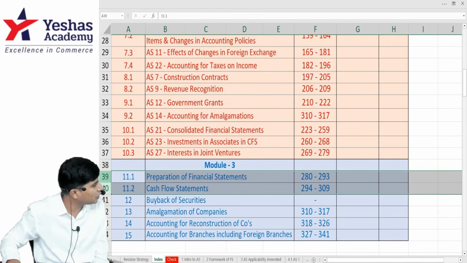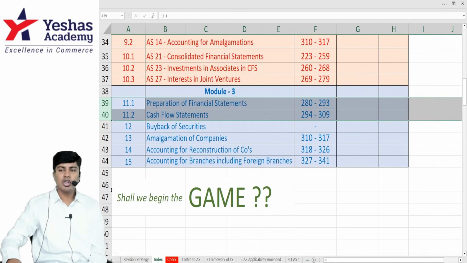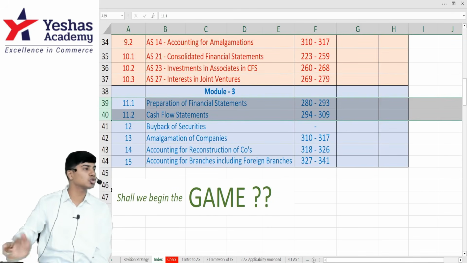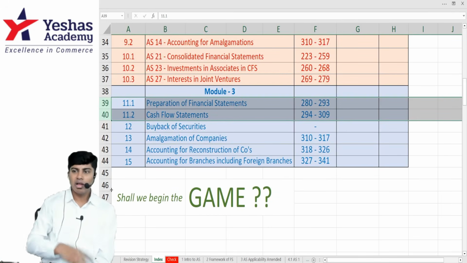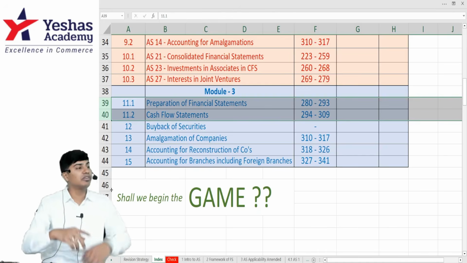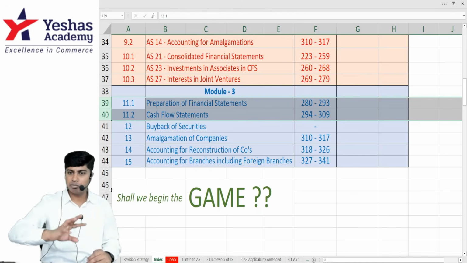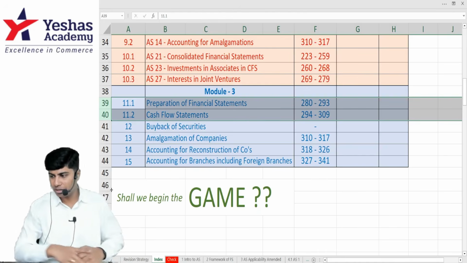11.1, 11.2 together is financial statements. You must have done balance sheet and P&L for sole proprietor and partnership so far. We will learn how to do it for company. Schedule 3 format. Not just balance sheet and P&L, but also the cash flow statement.